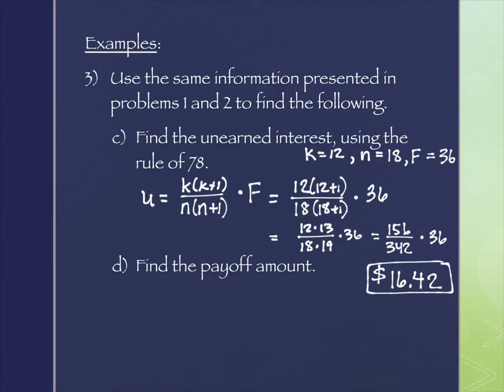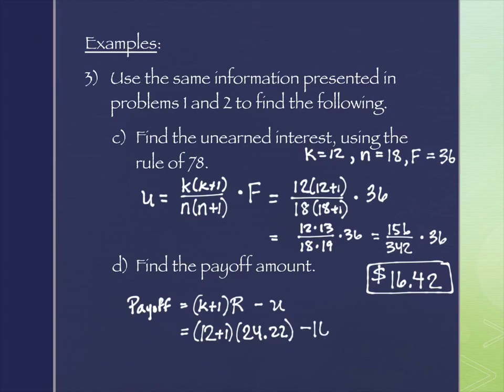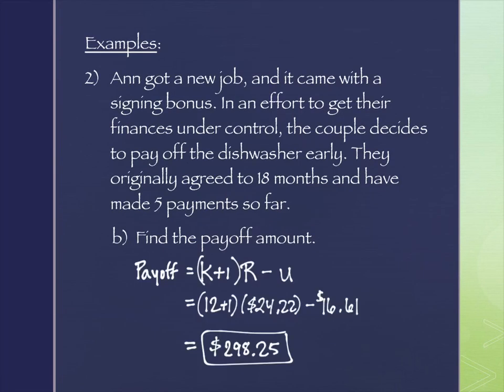The payoff amount is found the same way. So to do my payoff, I take K plus 1 times my regular payments minus the unearned interest. So 12 plus 1, or 13, times the 24.22, minus this 16.42. So again, it should be pretty close to the 298.25, right? Because the only difference was the unearned interest, and it didn't differ by that much.